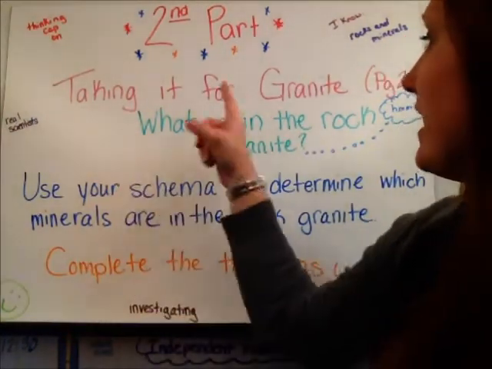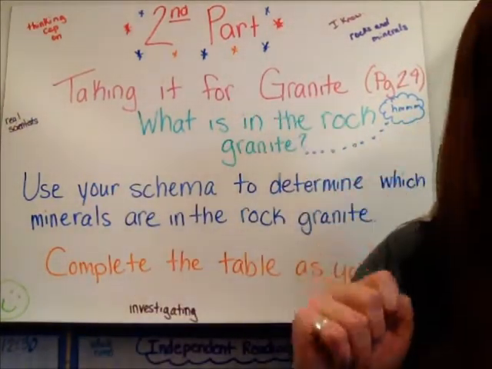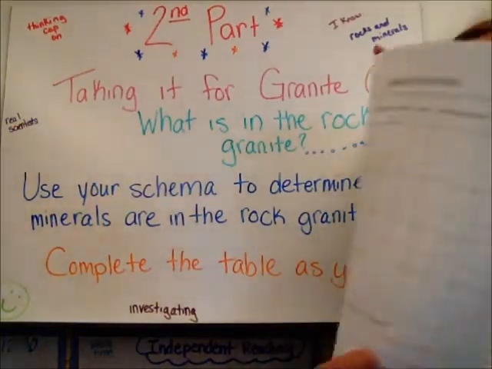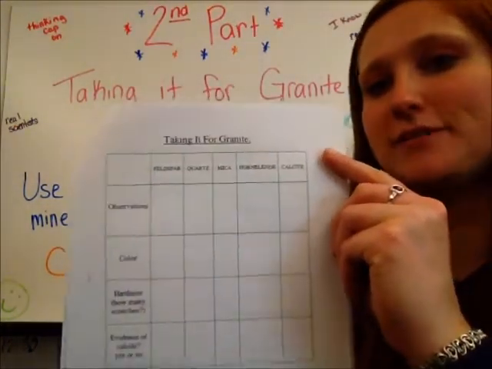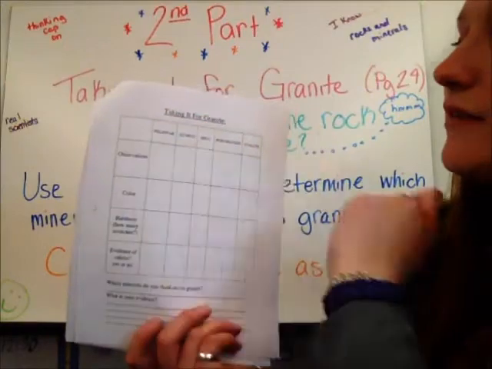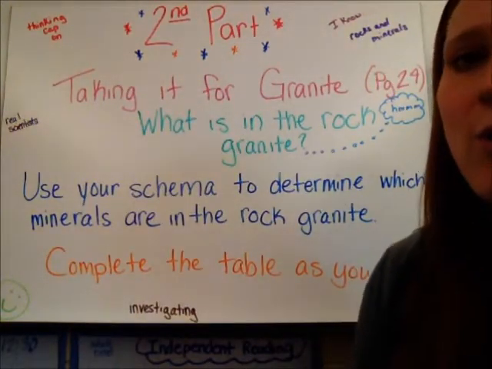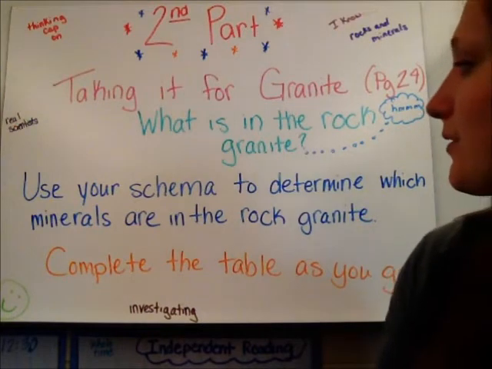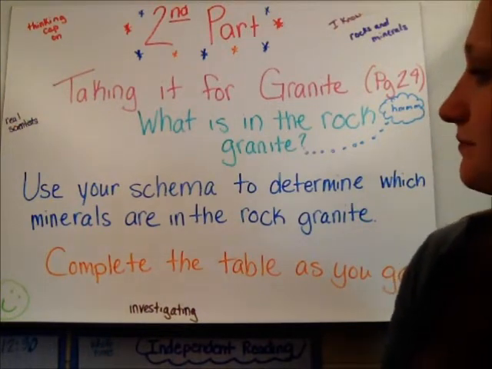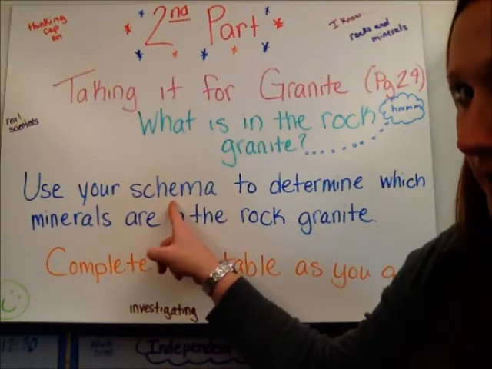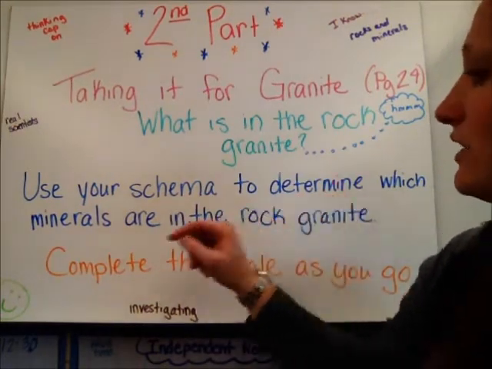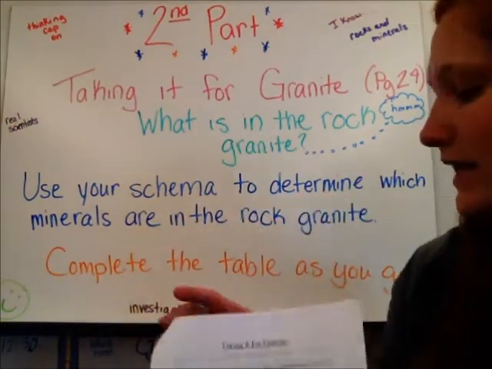is taking it for granted on page 24 in your lab packet. It looks just like this. It's even got taking it for granted up top. I asked the question, what is in the rock granite? Use your schema to determine which minerals are in the rock granite.